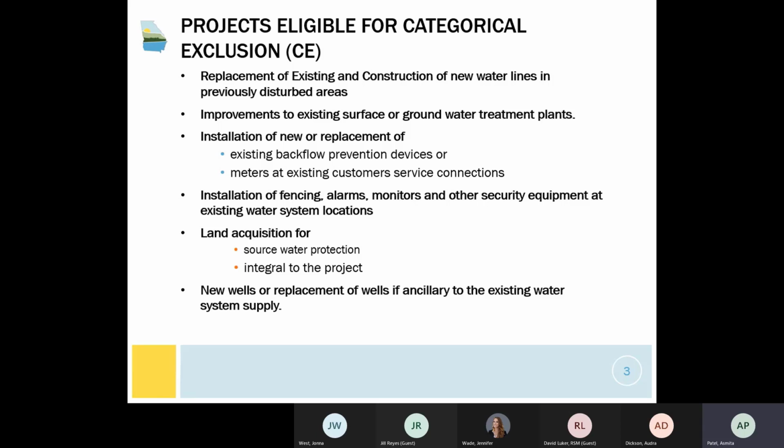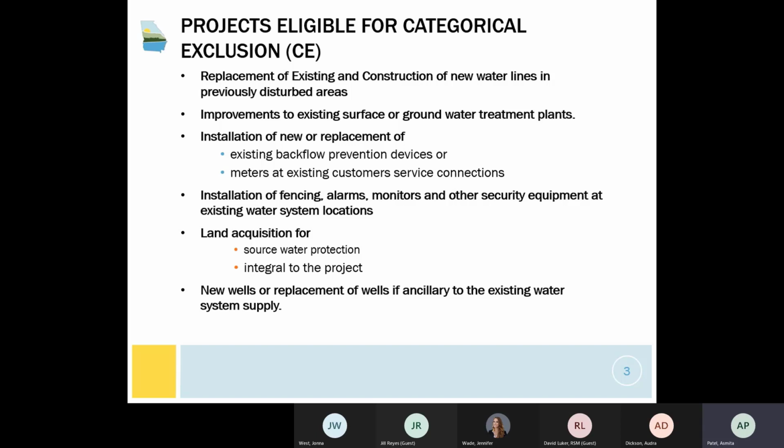For example, if a surface water plant requires a filter replacement or a demolishing of the chemical building, and constructing a whole new building, that will also fall under CE. The next category is installation of new or replacement of existing backflow prevention devices or meters at existing customer service connections. In this, the new service connection, metering the new service connections will not qualify for a CE. That falls under another category, and the applicant needs to contact EPD before they go with this project.